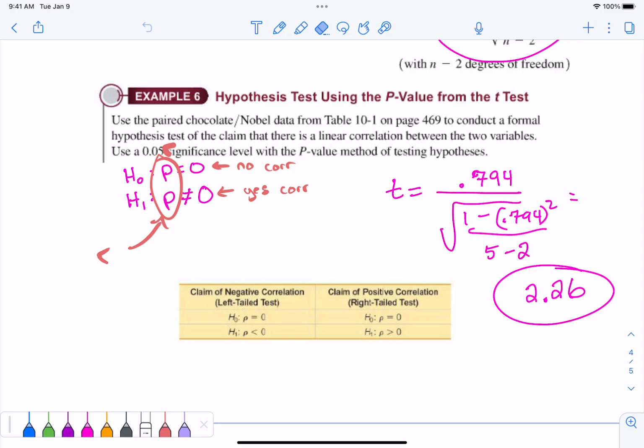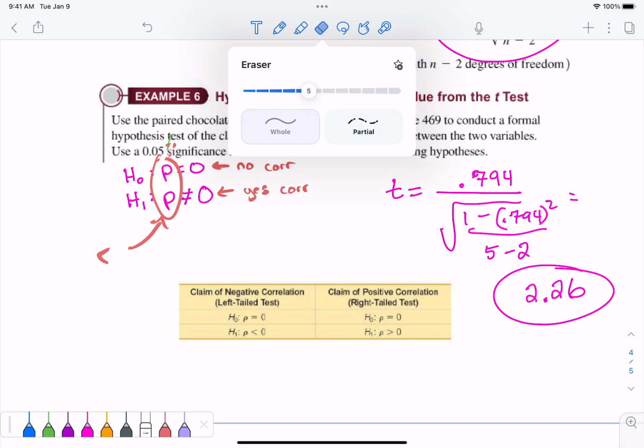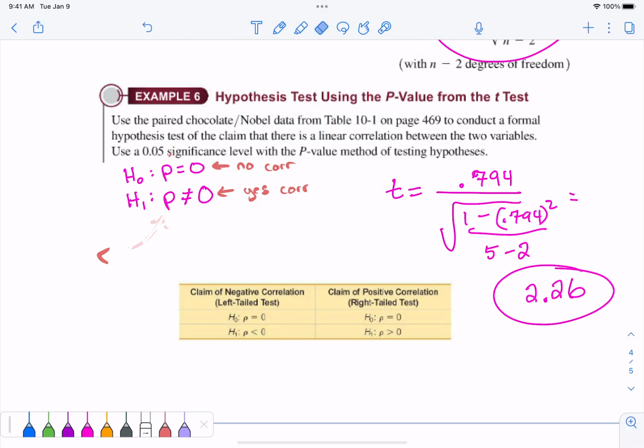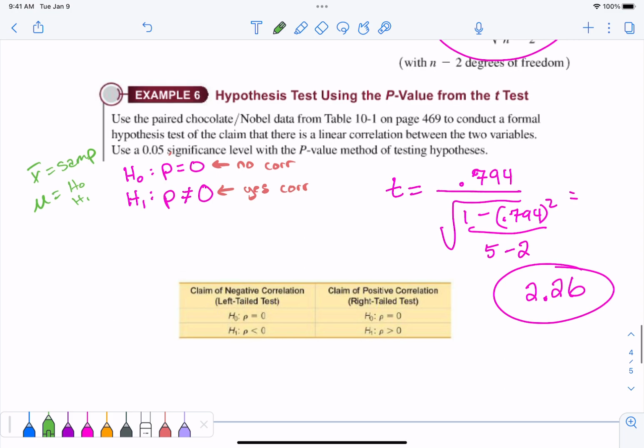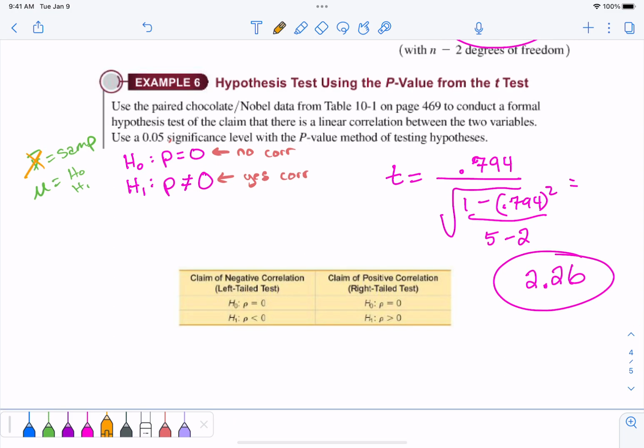All right, so here we are at this point where we have our hypothesis. Let me go through that again. When we do hypothesis testing with averages, X bar is for the sample, and mu is what we use for the H naught and H1. For this, the number we use in the sample is the R value, but the value we use for the hypothesis testing is called P here instead. So it's called a P value, but that really means R.